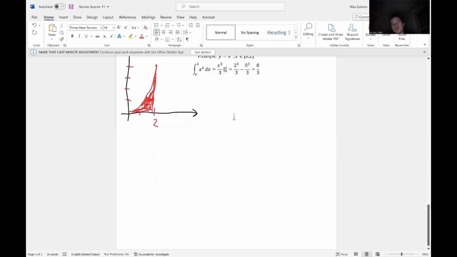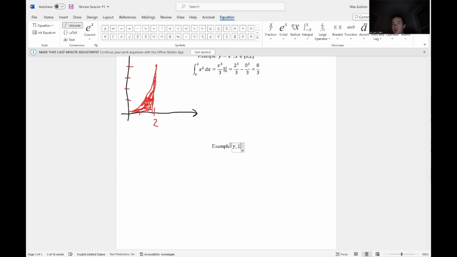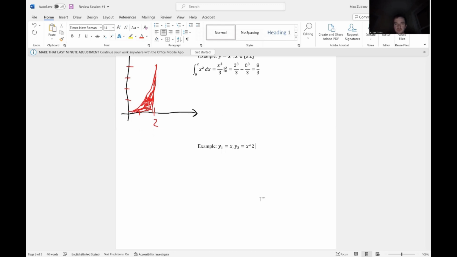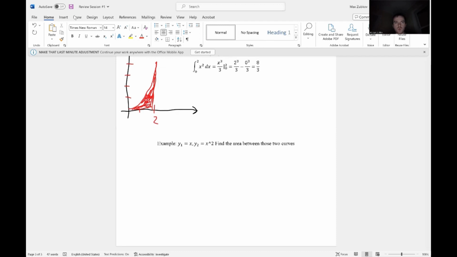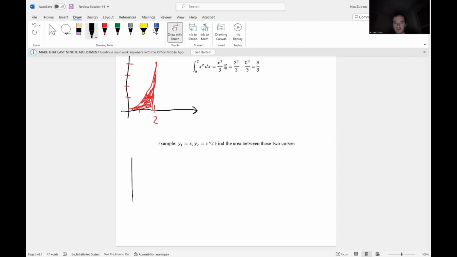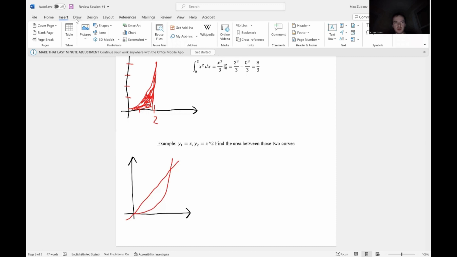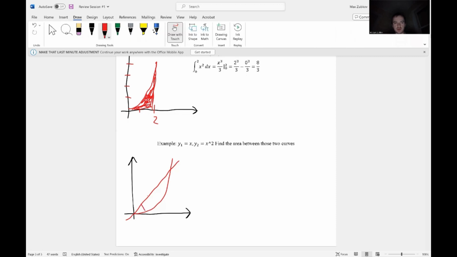Okay, but let's say I have the following example. Let's say I have y1 which is equal to x and y2 which is equal to x squared. Then I want to find the area between those two. What is going to be super useful is to sketch them. So y is equal to x, as I know, is going to look like this. The parabola looks like this. So the area is going to be this region over here.